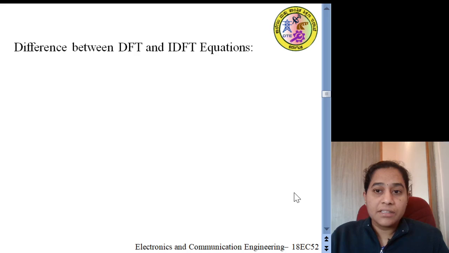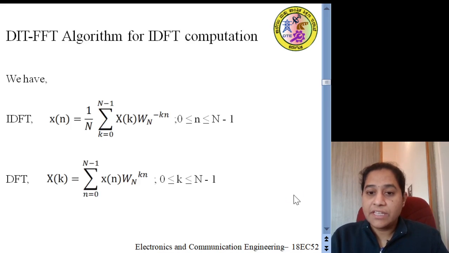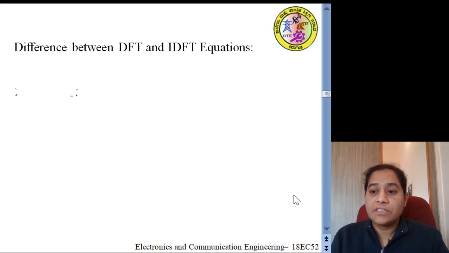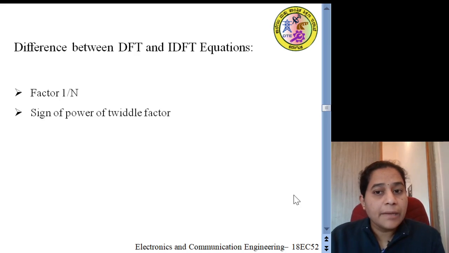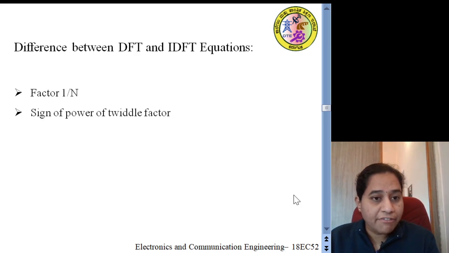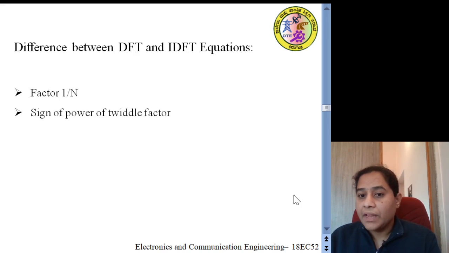Now let us have the difference between the DFT and IDFT equations. As we saw in the previous slide, if we carefully observe the differences, the first difference is the factor 1 by N. This factor 1 by N we can see in the equation for IDFT, but it is absent in the equation for DFT. The other main difference is the sign of the power of the twiddle factor. In the DFT equation, the sign of the power of the twiddle factor is positive. In the IDFT equation, the sign of the power of the twiddle factor is negative.